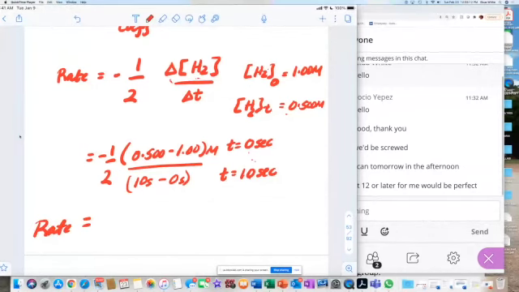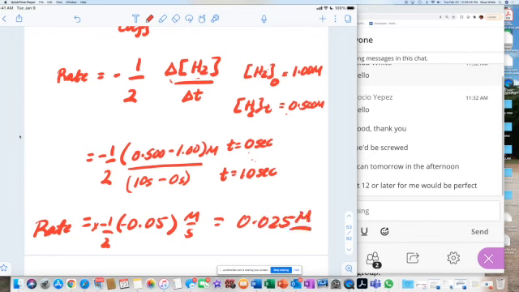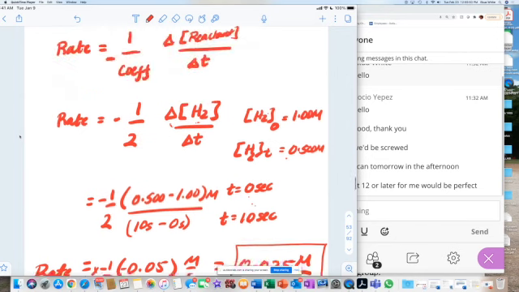Now, I mentioned this before last week. Rate is always positive. So if you look at this, 0.500, I'm doing the parentheses first, minus 1, I get negative 0.5. Then divide by the bottom one, divide by 10. I end up with, in the parentheses, negative 0.05 M over s. Times negative 1/2, right? So when I work everything out, I end up with divide by 2. I end up with 0.025 M over s. Okay, this becomes my rate based on the little calculation I did.